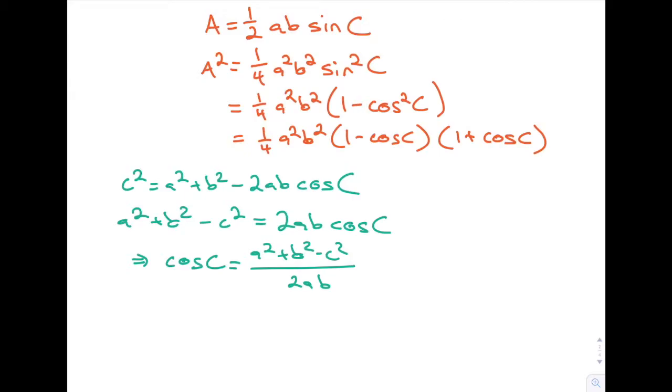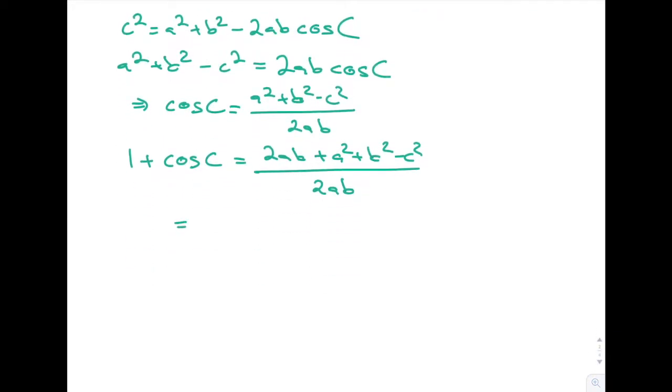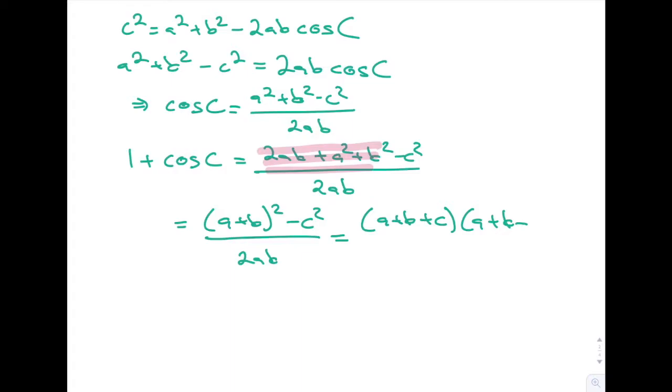So then, naturally, 1 plus cosine C would equal (2ab plus a squared plus b squared minus c squared) over 2ab. And interestingly, this can be factored. That looks like an easy thing to factor to me. That looks just like (a plus b) quantity squared minus c squared, over 2ab. And this is a difference of two squares. So we'll write that as (a plus b plus c)(a plus b minus c) all over 2ab.